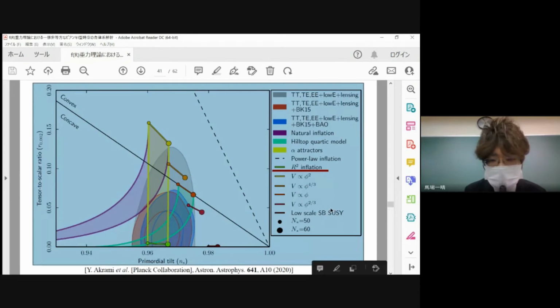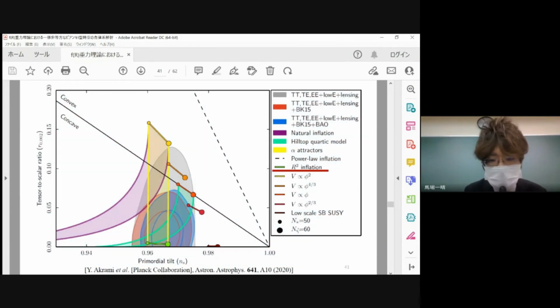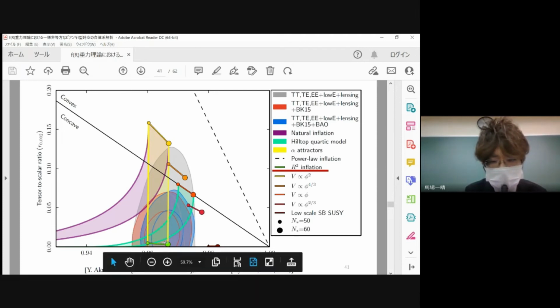The horizontal axis shows the primordial tilt of the scalar mode of the metric perturbations, n_s. The vertical axis shows the tensor-to-scalar ratio, r. Now we can see that here, this is the R squared inflation, namely the Starobinsky inflation. This is consistent with the Planck 2018 data. This one, R squared inflation.